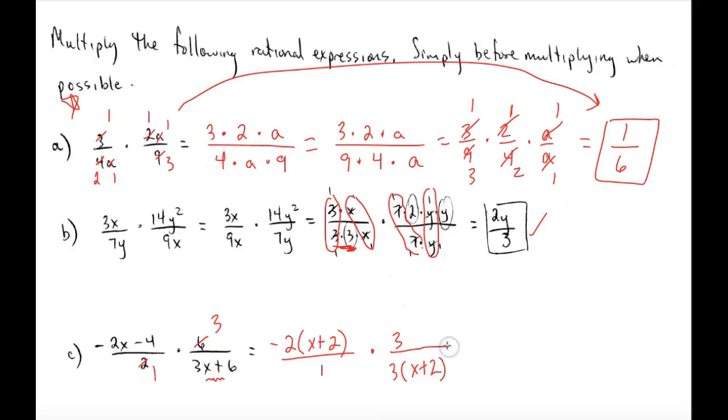And so now we see we have a common factor of 2 in the numerator and denominator. So that reduces to 1. And now we just multiply what's left. So we have -2 times 1 times 3 is -6. 1 times 1 is 1. And so, of course, anything divided by 1 is itself.